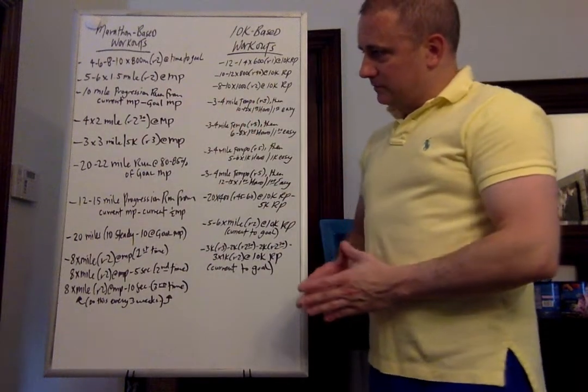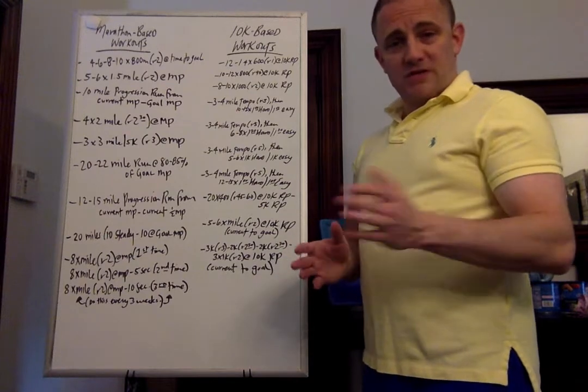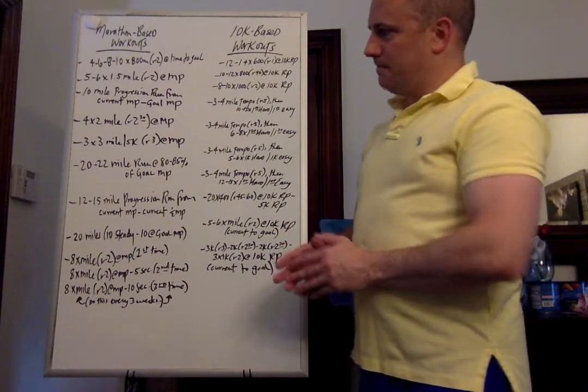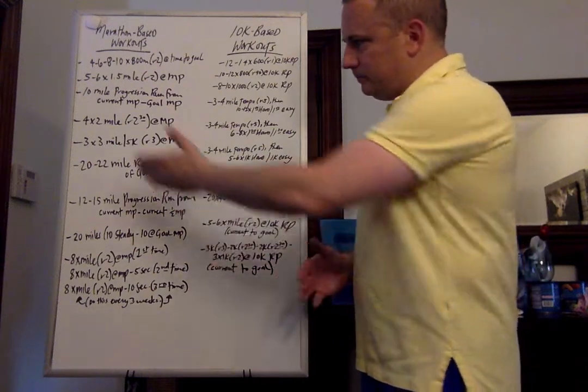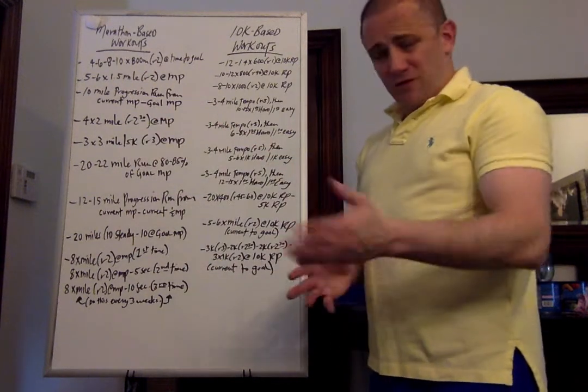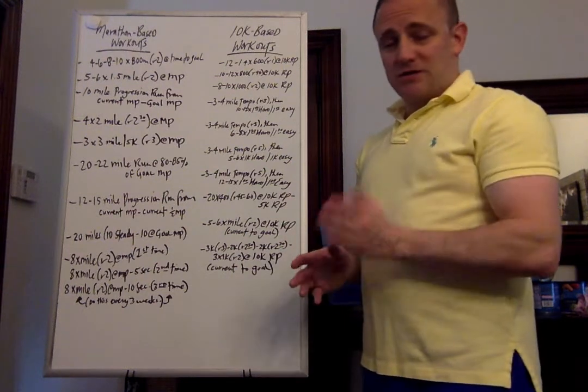4 by 2 mile, 2:30 recovery at marathon pace. Progress from current to goal, whether it be multiple times during the workout or throughout the workout. 3 by 3 mile or 3 by 5K with a 3-minute recovery at marathon pace, the same progression, current to goal.